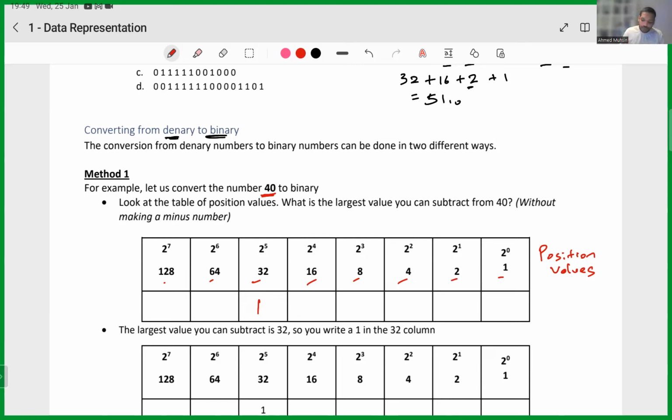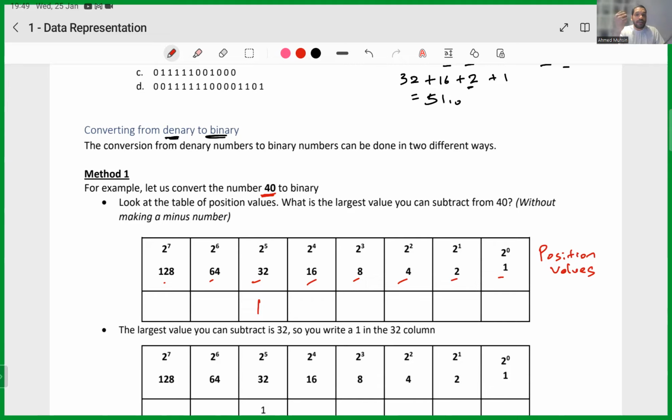Now I want you to subtract. You had the number 40, and from that number you have taken 32. So how much do you have remaining? 40 minus 32, the remaining you have is 8.